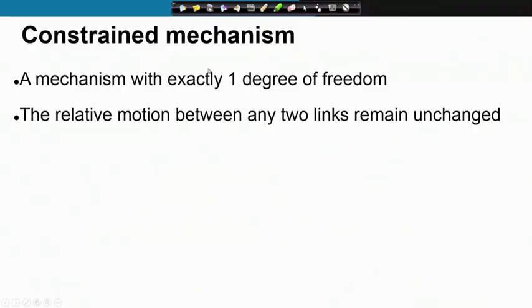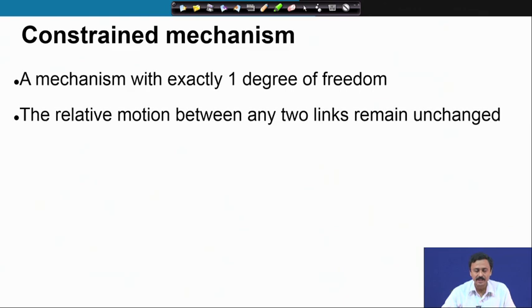But if I say my palm is free to move, then you can see that this angle can be very different. At different locations it can be different. This is the difference between a constrained mechanism and a robotic mechanism. A constrained mechanism is one in which the relative motion between the links remain fixed. Therefore, a constrained mechanism is one which has only 1 degree of freedom.